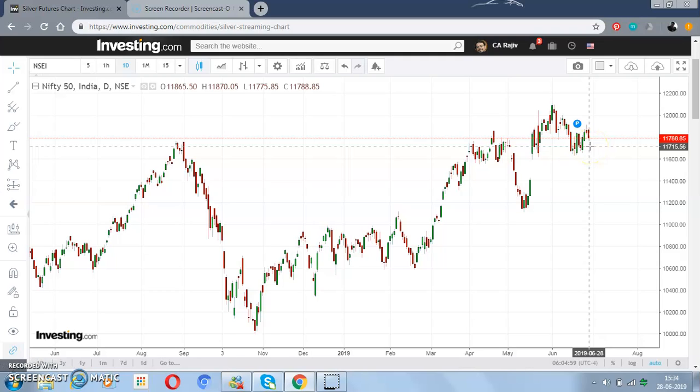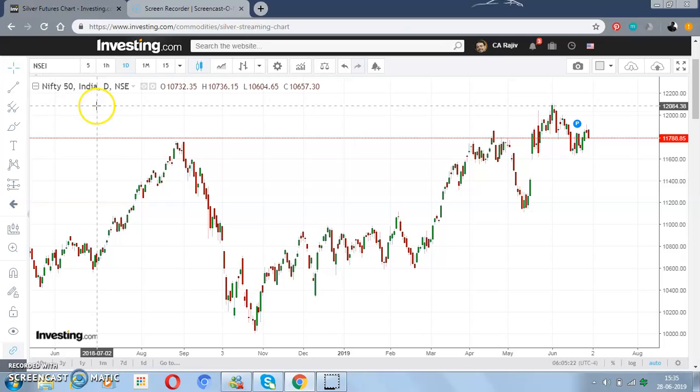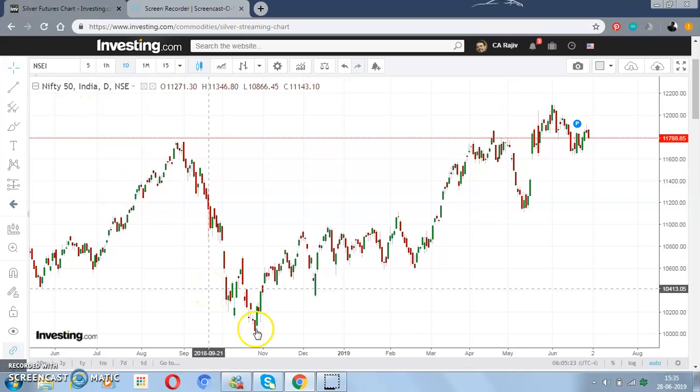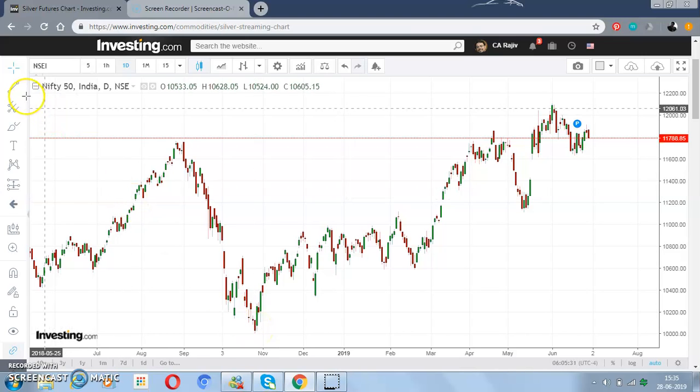Today is 28th of June 2019. So right now at 3:30 we have closed the Nifty at around 11,788, approximately 11,790, and so now let us draw the trend lines to understand the current structure. As you can see, right from the low of 10,000, the Nifty has been in an upward movement, upward trajectory.